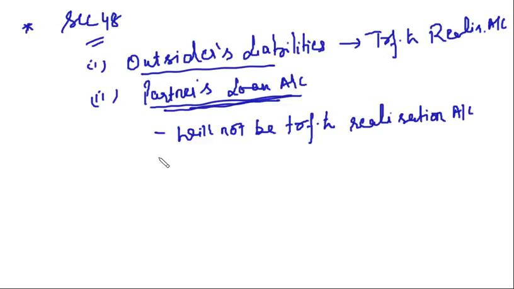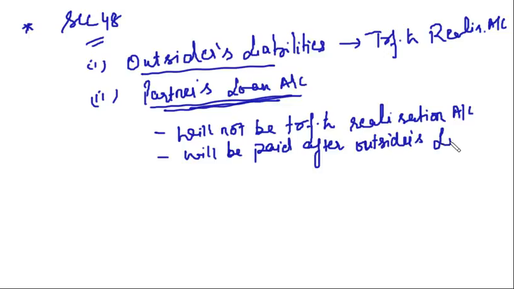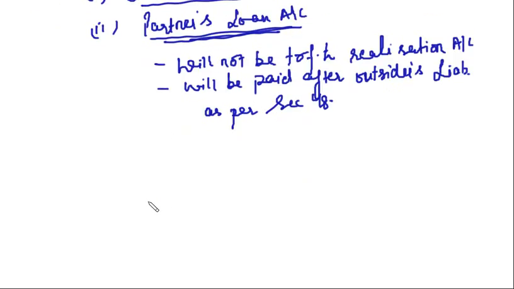right? It will be paid after outsiders' liabilities, right, as per section 48. Clear? So at the time of settlement, when you pay the partner's loan, you have the partner's loan account standing in your balance sheet on the liability side.